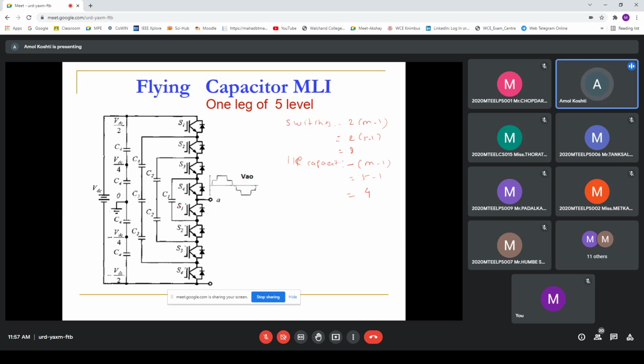Now you see here we have multiple clamping capacitors. For that the formula is m minus 1 into m minus 2 divided by 2. So here 5 minus 1, 5 minus 2 divided by 2, so 4 into 3 is 12, 12 by 2 is 6. You see 1, 2, 3, this is 1, 2, 3, 4, 5 and this 6. So we have 6 capacitors. In this way we can construct it. First we have to do this mathematical formulation and then we have to come.